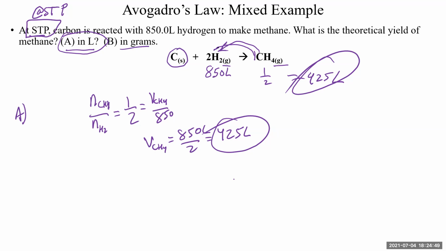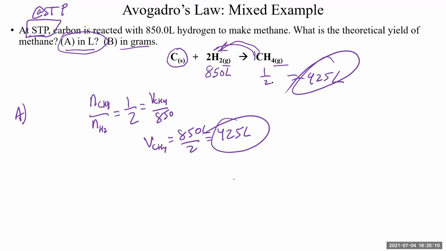Whether it's STP or not doesn't even make any difference. The point is they're at the same temperature and pressure. You can see it's a 1-to-2 ratio, or 2-to-1 ratio. So 850 to what is 2-to-1? Well, 850 to 425, half as much. So you can solve this in 2 seconds using Avogadro's law.